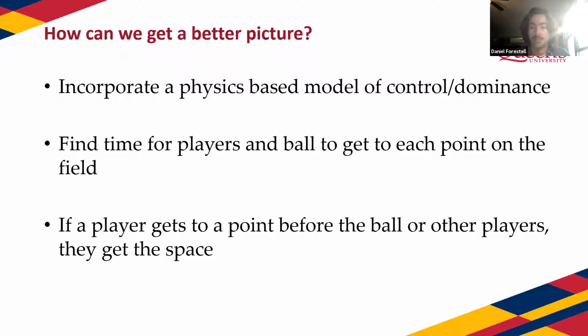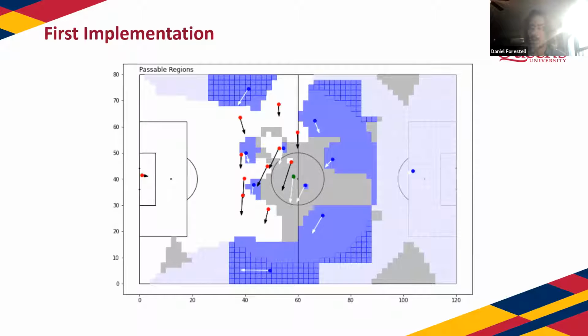The way we did that was we found the time for each player and the ball to get to every single point on the field. And the way we assigned the areas and the dominant regions was to give it to a player or a team if their player got there before anybody else on the field. So it's the same idea as the Voronoi, except we're incorporating this velocity component and we're focusing on the team, not simply the player. So this is what our first implementation of that looked like.